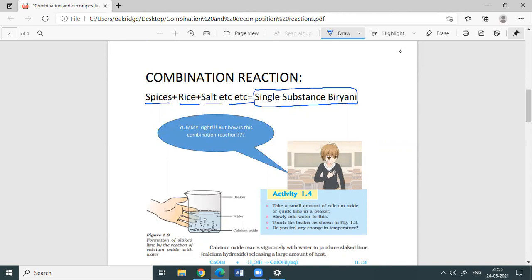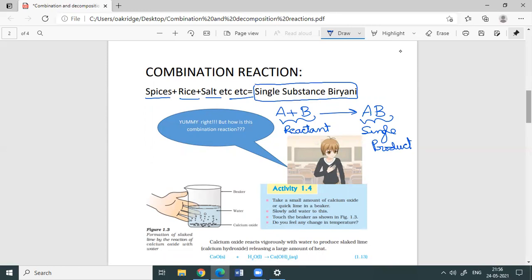But how does this explain a combination reaction? Combination reaction is nothing but when you have two or more substances added, but always the resultant is a single product. The reactants can be two or more, but always there should be a single product, children. This is the rule. If a single product is made, that means it is a combination reaction. So let us dive into the topic.